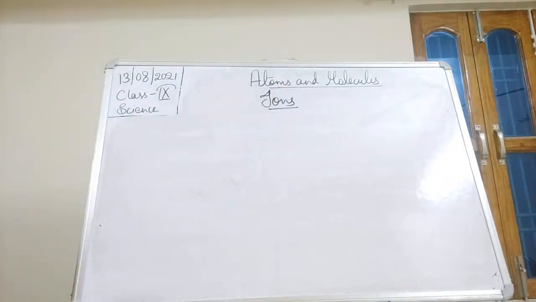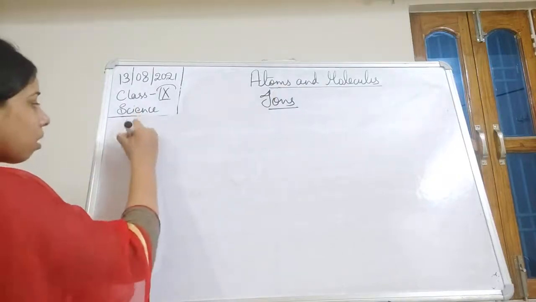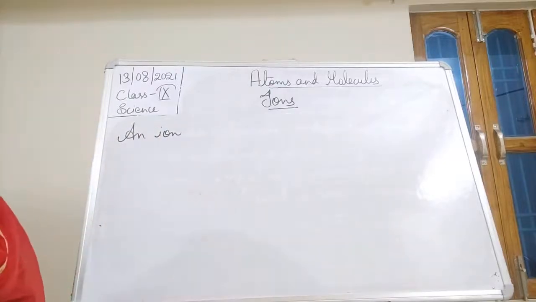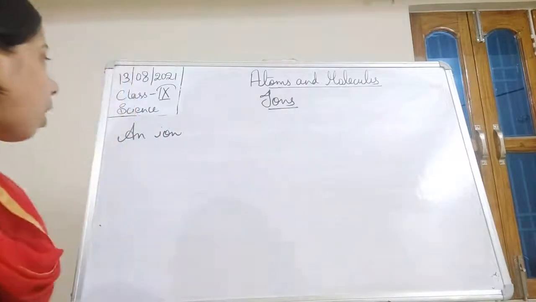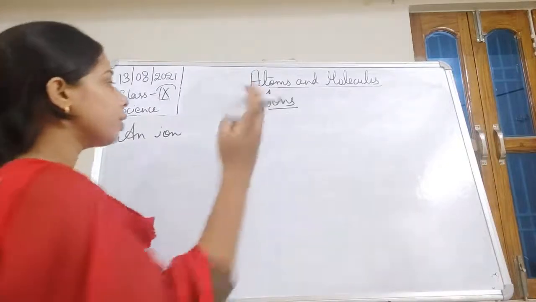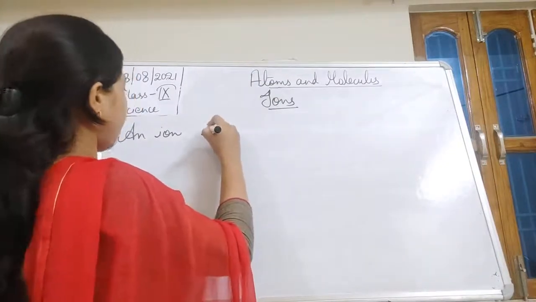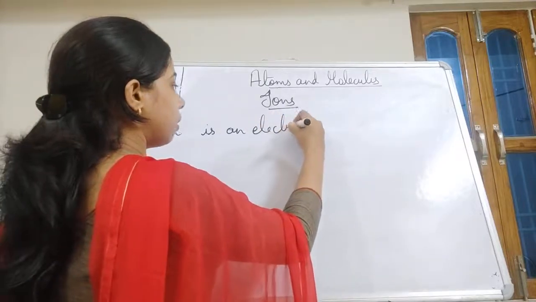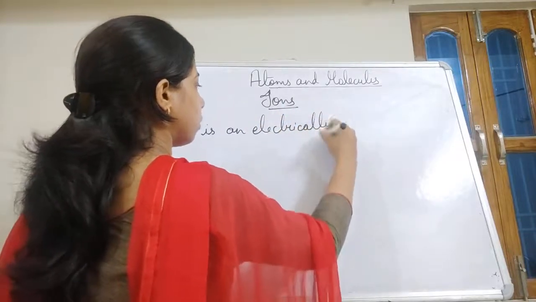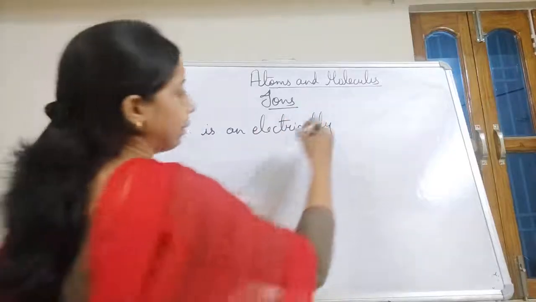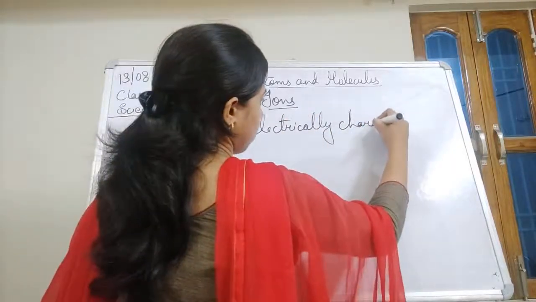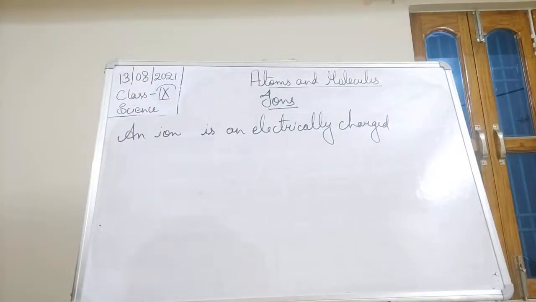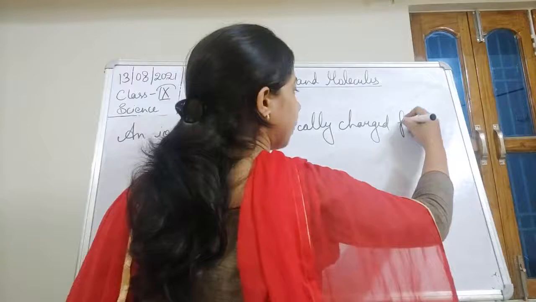Ions. Let us try to understand about the ion, students. Generally an ion is an electrically charged particle. It is an electrically charged particle.